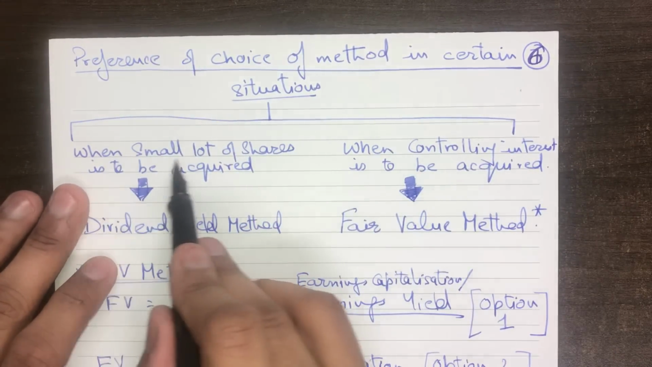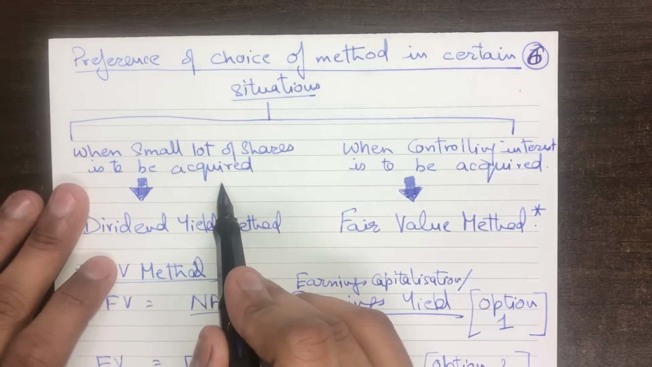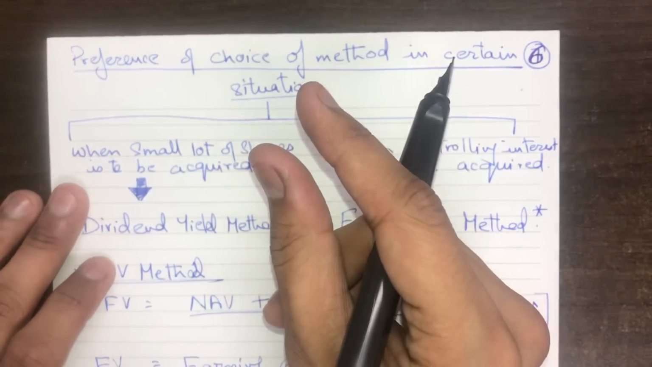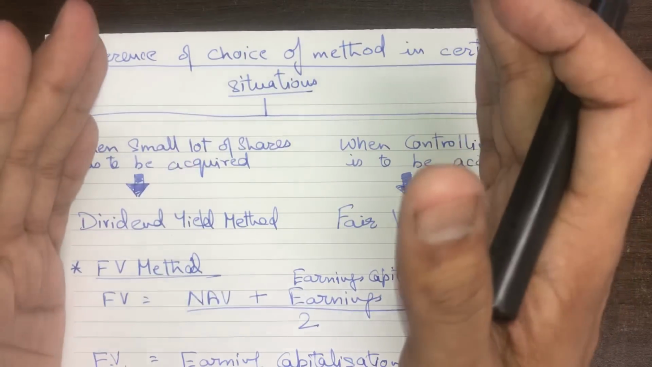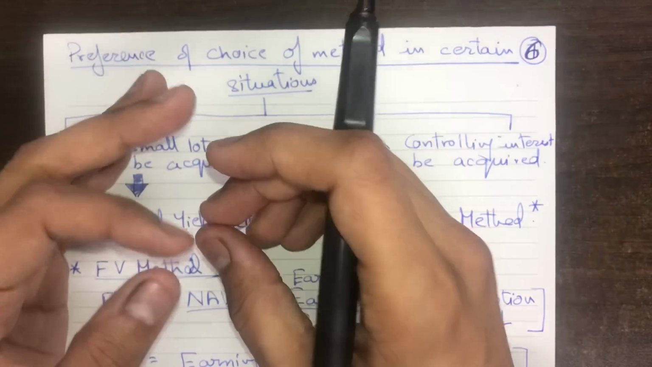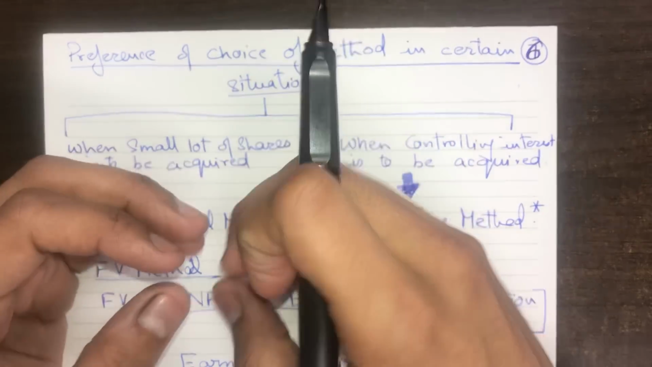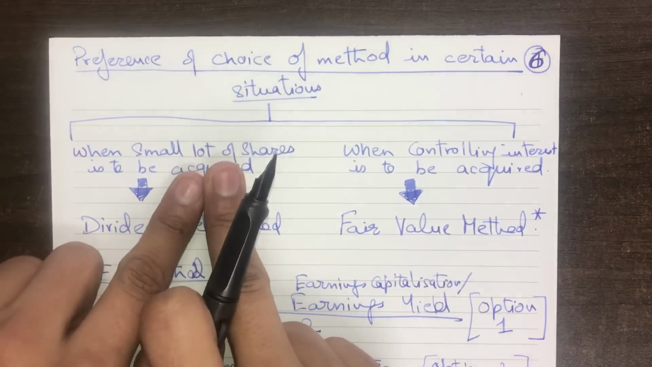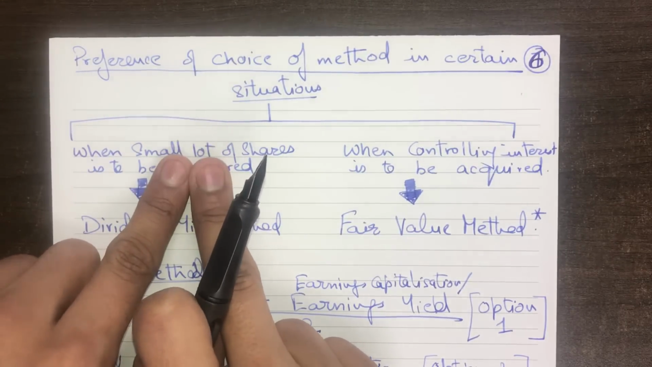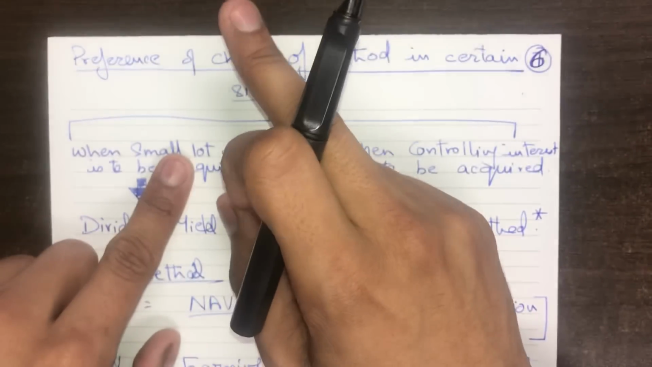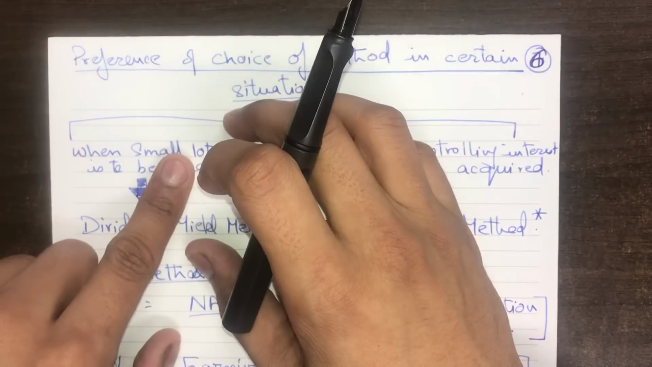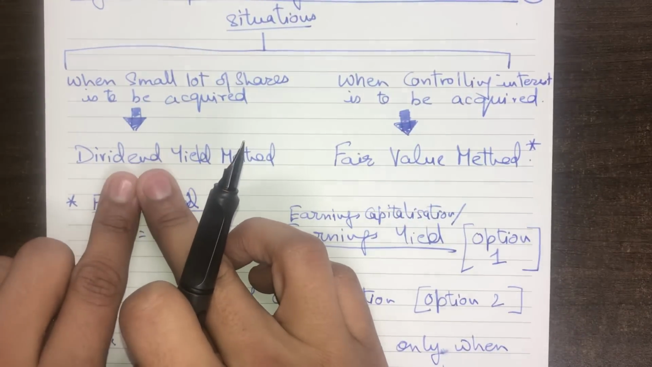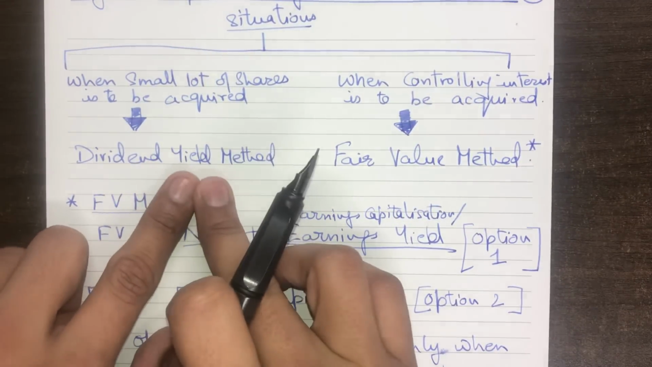Situation number 1 is when a small lot of shares is to be acquired. So when you are acquiring only a small lot of shares, I mean from 100% of the company's shares, suppose you are buying only 5% or 10% or 15%, that is known as a small lot of shares. If you are buying only a small lot of shares, then guys, let me tell you, your objective or your prerogative is dividends of the company, and hence the method to be used is the dividends yield method.